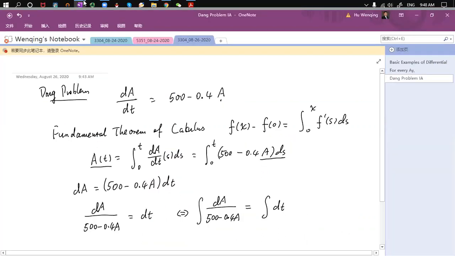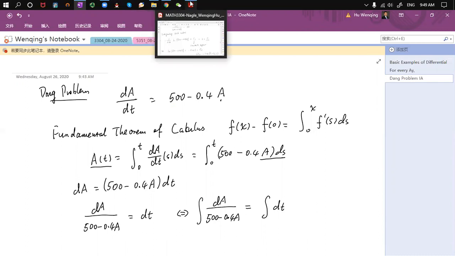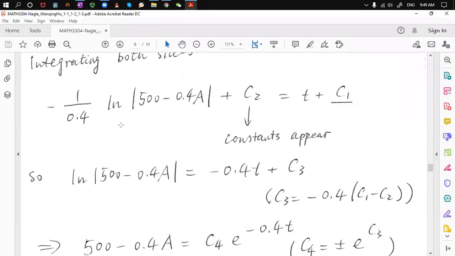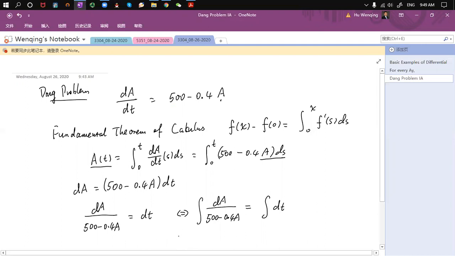So by this, you can see that via a change of variable, I'm not going to carefully do it, but you are going to see that by this antiderivative formula, you end up with this formula. That means minus 1 over 0.4 of the logarithm, with the absolute value, of 500 minus 0.4 of A, plus a constant, is equal to t, right?